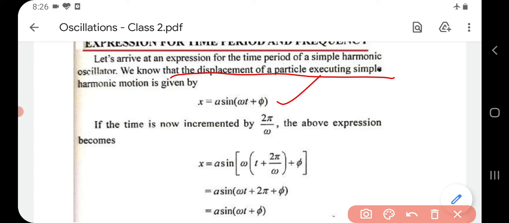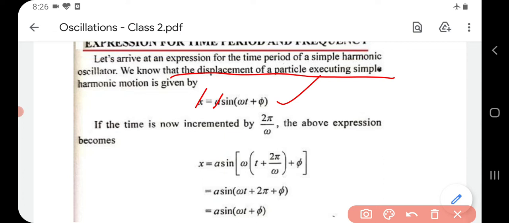Now, x is the displacement, a is the maximum displacement, that is the amplitude, omega is the angular frequency, omega is 2 pi by T, and phi is the phase angle.